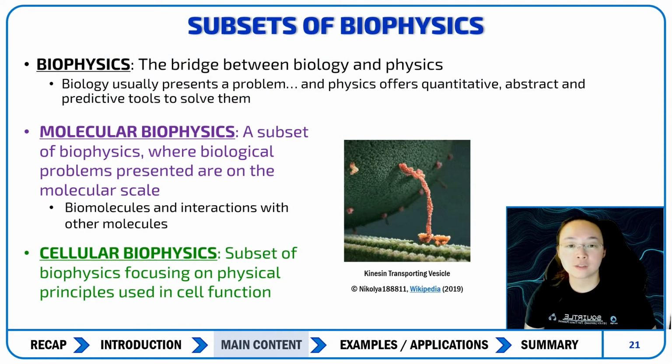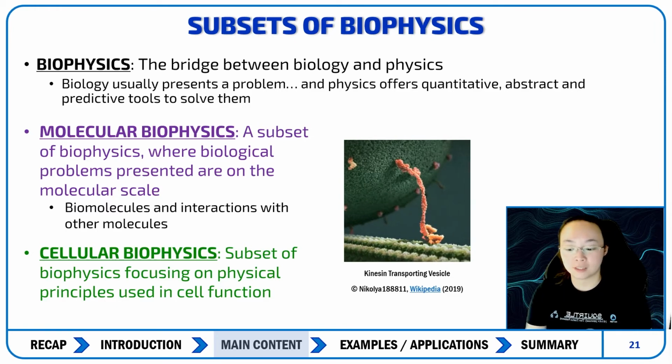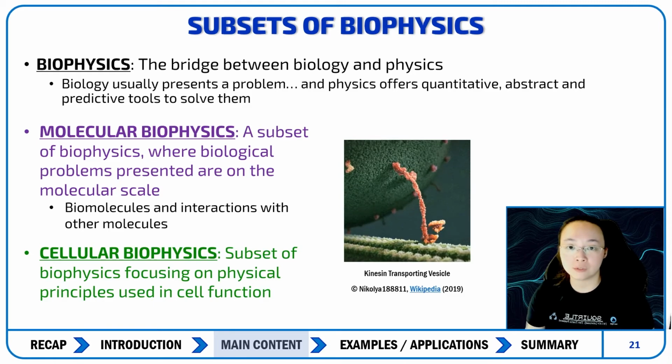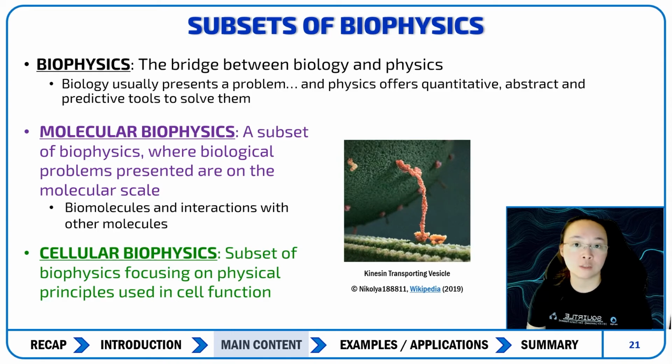So first of all, let's talk about subsets of biophysics. Let's define biophysics first. It's going to be defined as the bridge between biology and physics. It's what attracted me to this field in the first place. Biology usually presents a problem, and physics usually offers us tools to solve that problem. So it gives us the quantitative, abstract, and predictive knowledge and foundational skills to be able to break apart a biology problem that's usually very complex, simplify it into a model, and then predict an outcome.